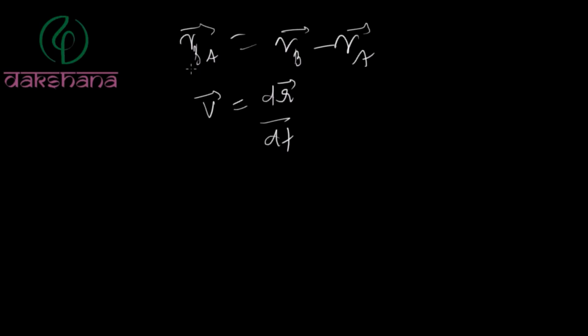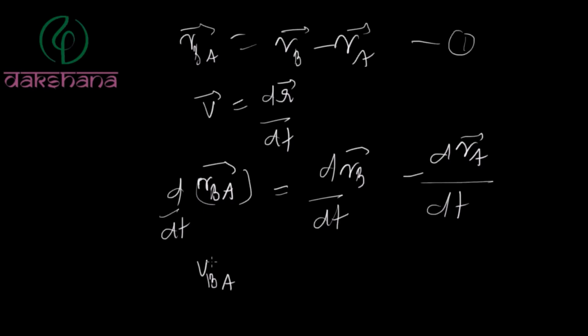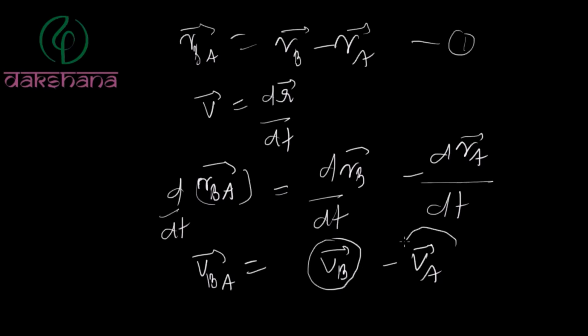So if we differentiate this equation, let us say equation 1, with respect to time, we will get d(RBA)/dt equal to d(RB)/dt minus d(RA)/dt. Here d(RBA)/dt represents the velocity of B with respect to A. We can write it as velocity of B with respect to A equals velocity of B minus velocity of A. Here the velocity of B represents the velocity of B with respect to ground, and likewise the velocity of A is with respect to ground, but this term represents the velocity of B with respect to A. This is the second equation.